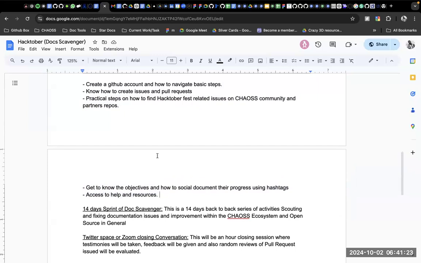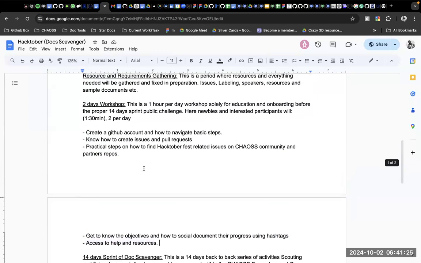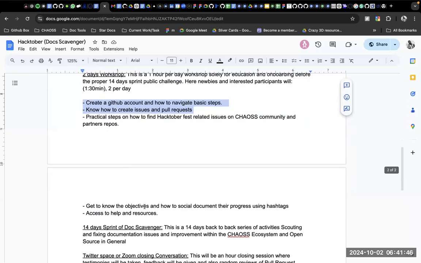Okay, so if we have 5 topics and 4 speakers, one speaker would take up 2 topics. Yes, one speaker will take up 2 topics. I think creating a GitHub account and navigating the process and how to create issues and pull requests, these two can be merged to one person. Or 2 persons, depending on how deep it is.